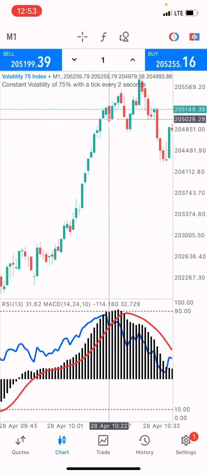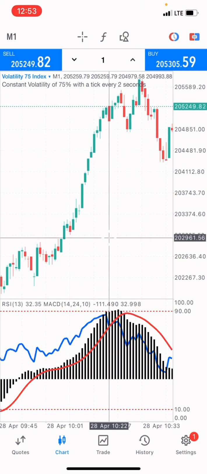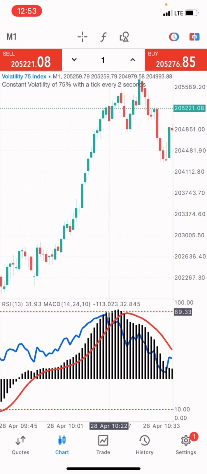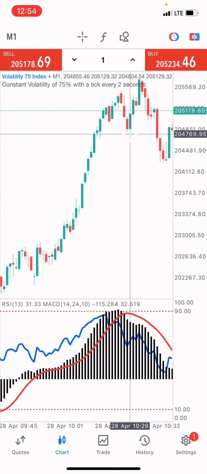I want you to know that once the market has gotten to the overbought, it is going to sell for a particular period of time, even though the market buys again. We can see here that after this sell, the market bought up to this point, then it sold again.